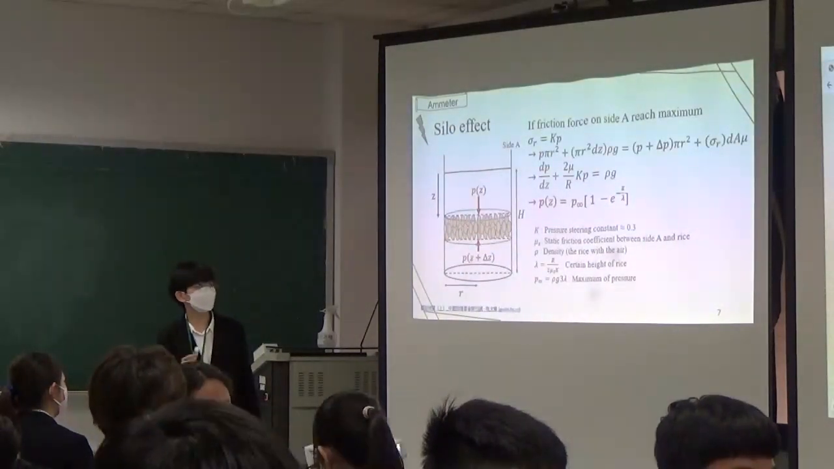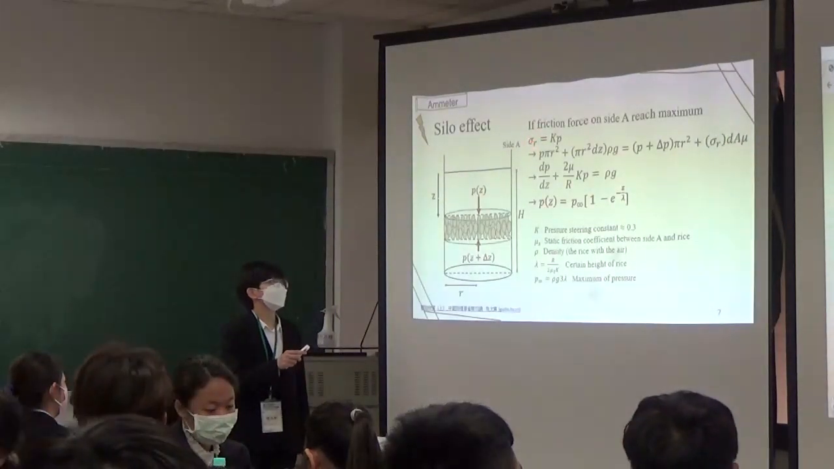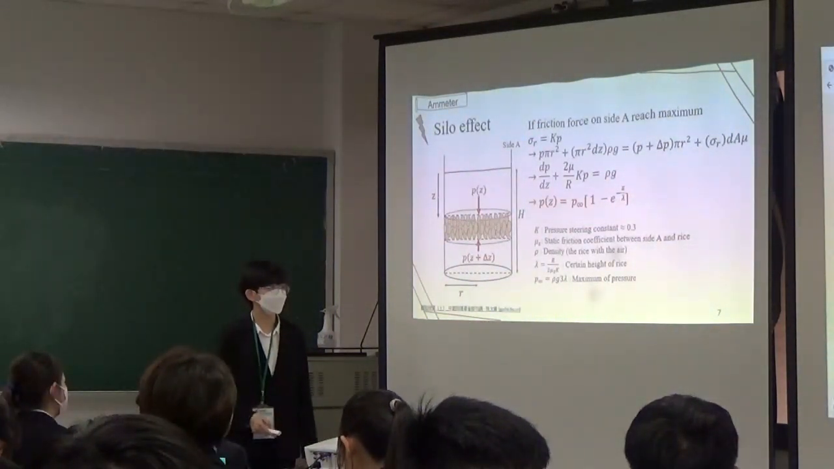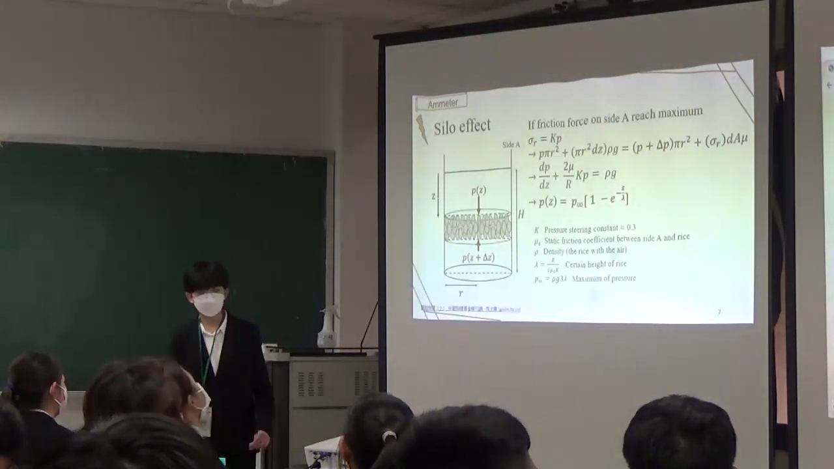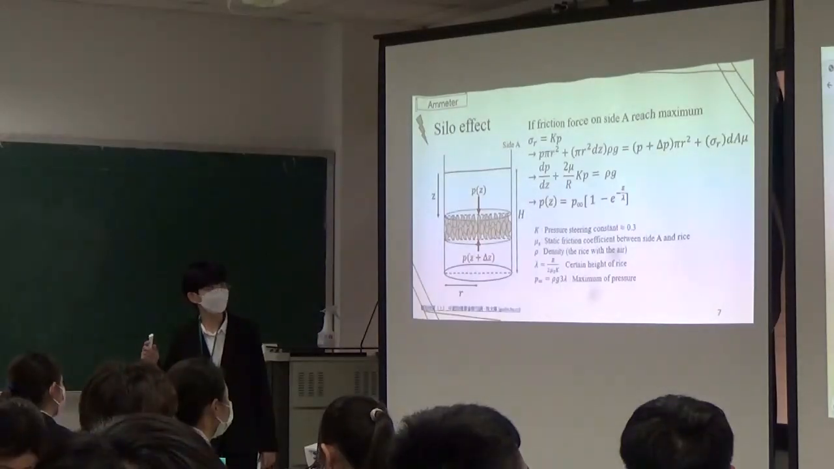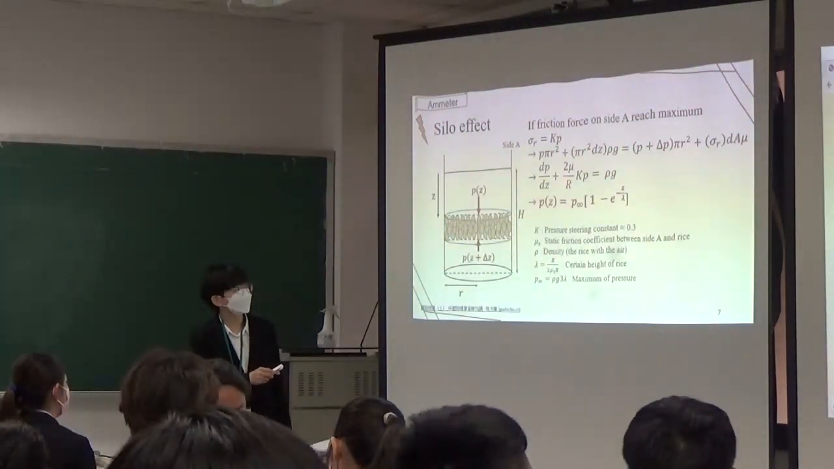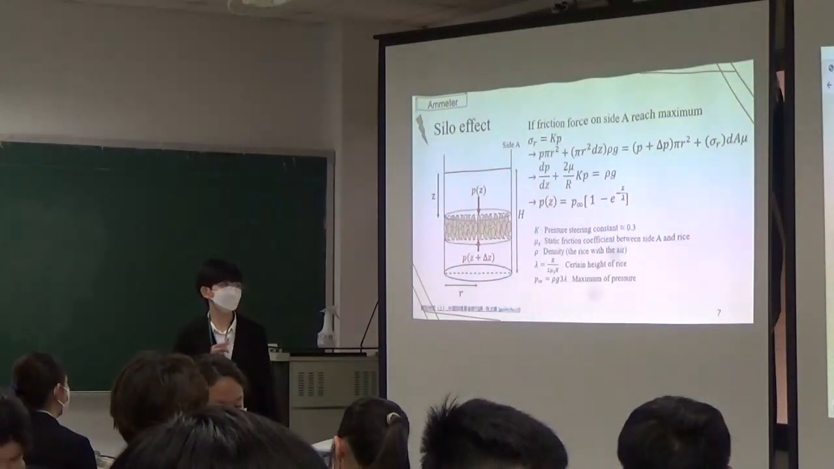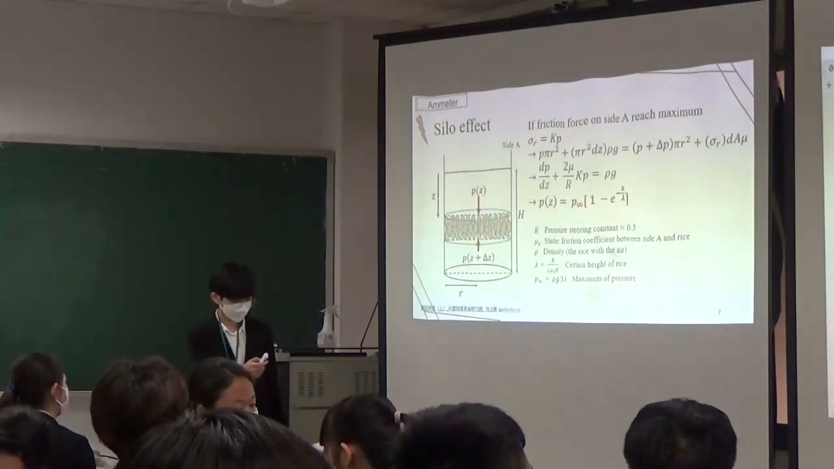And when the friction force at the side is maximal, sigma R is equal to K times p, and K is a constant, which means it can change the direction of the pressures. And the 2 formulas mean the resultant force of all systems is 0. So we can get the pressure of Z here.